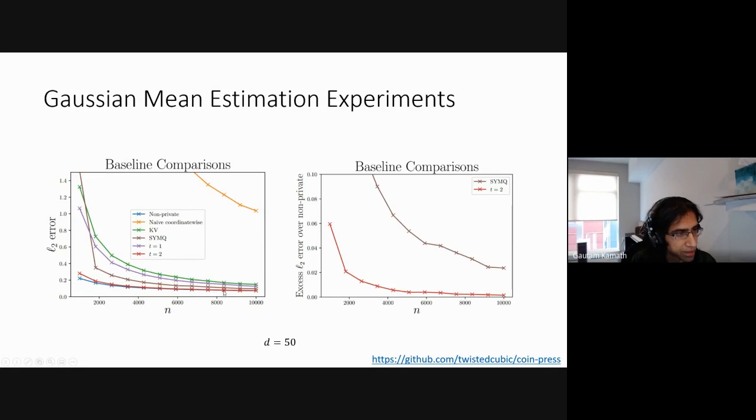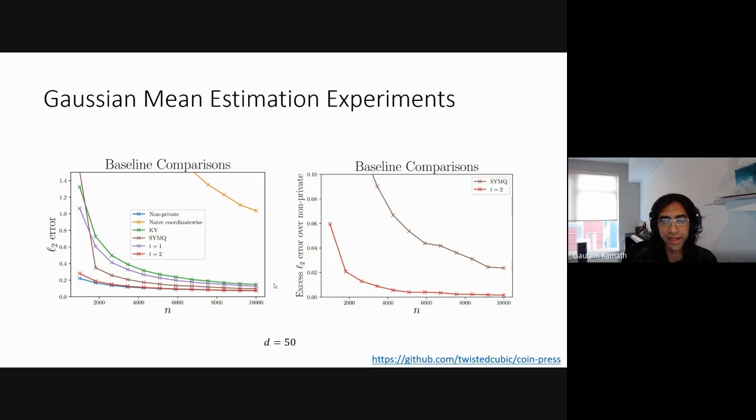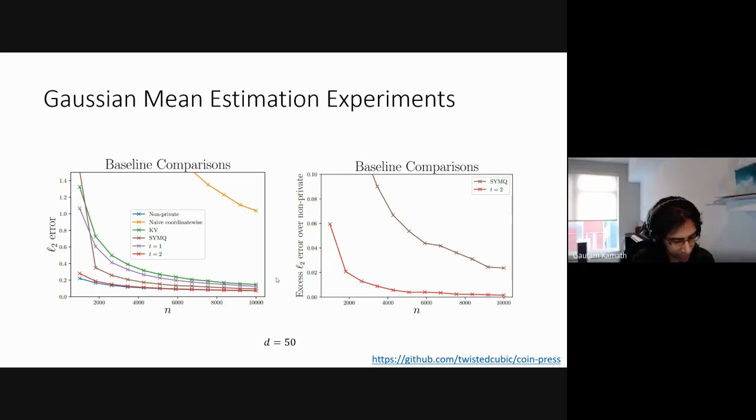I think Alexander had a question. Yeah, I have a question. If you do this coordinate-wise, aren't you paying square root of the dimension for this? Which you could explain probably the difference. In terms of theoretical guarantee, it will be the exact same.